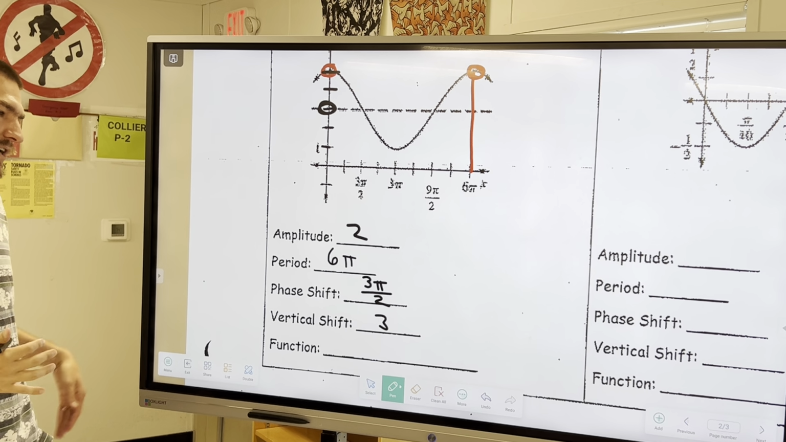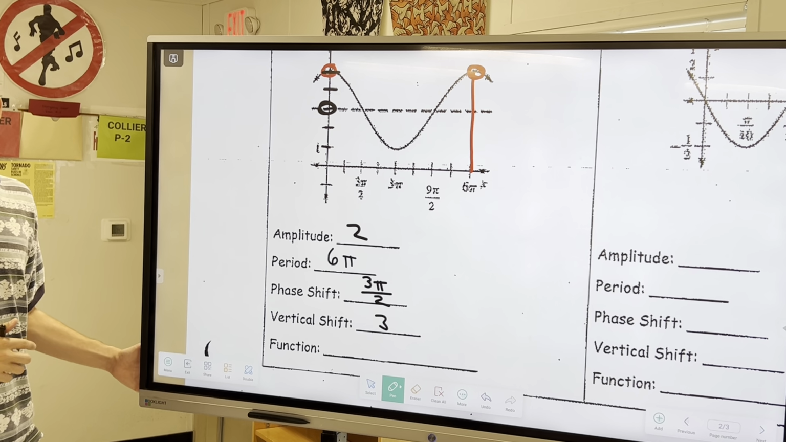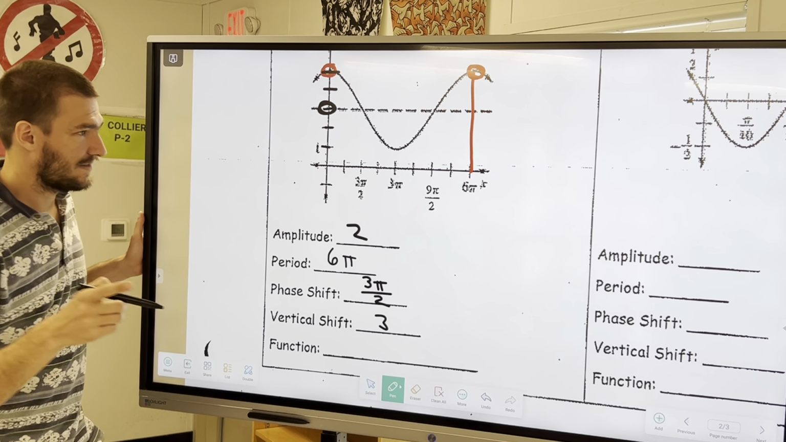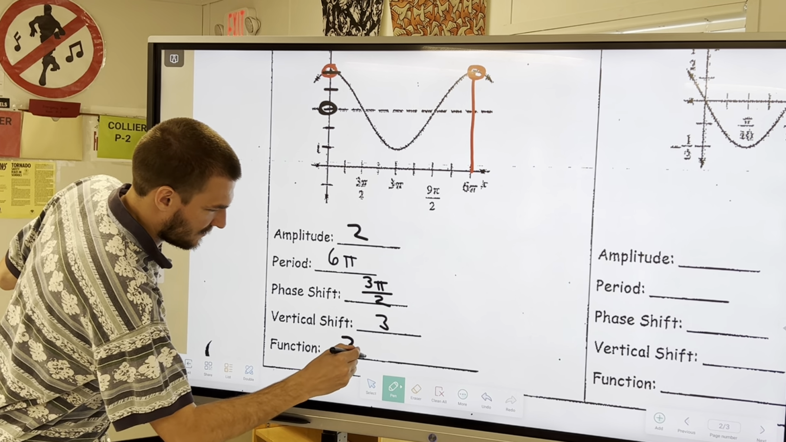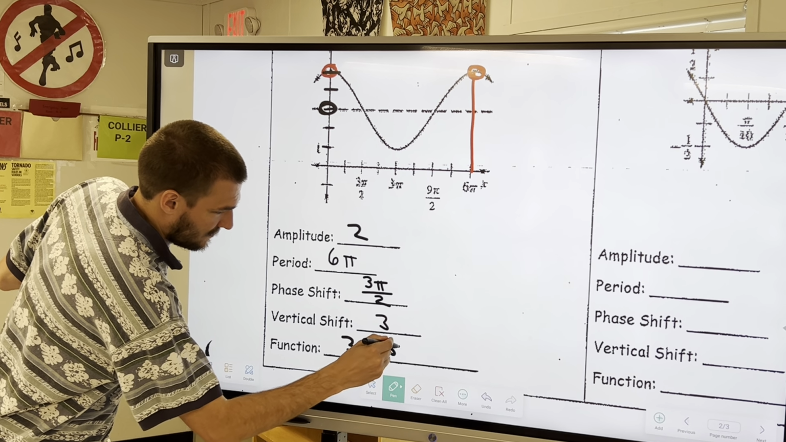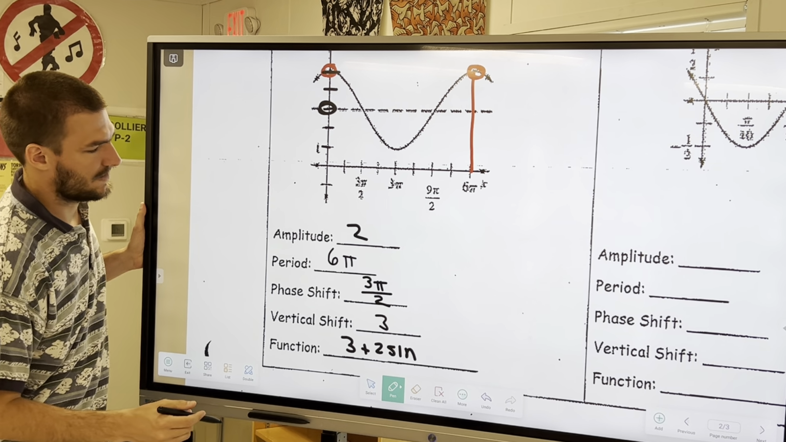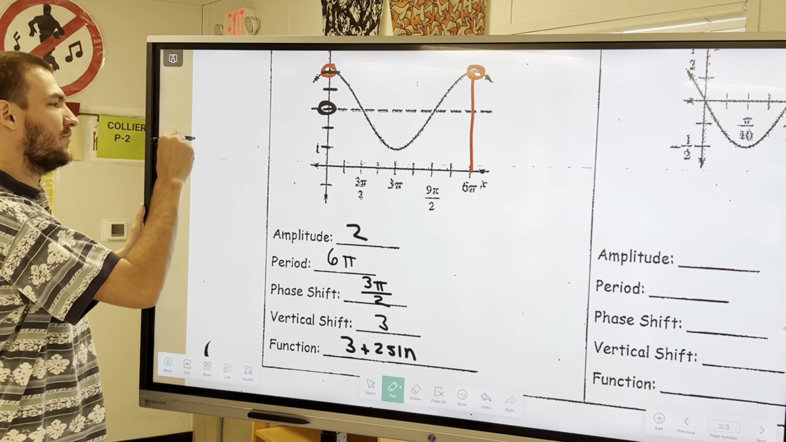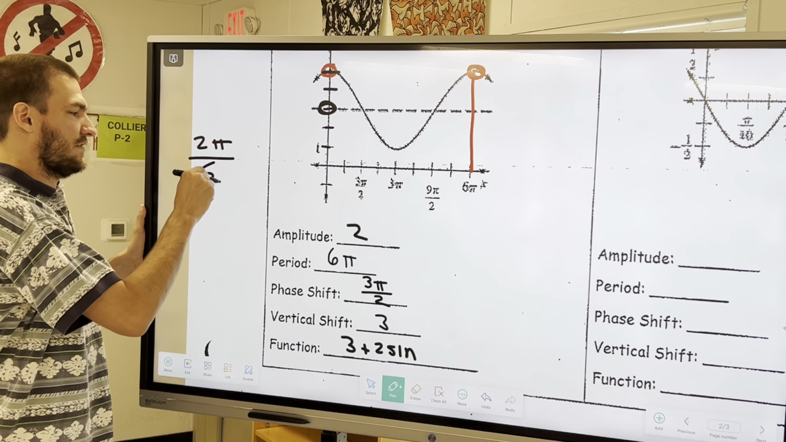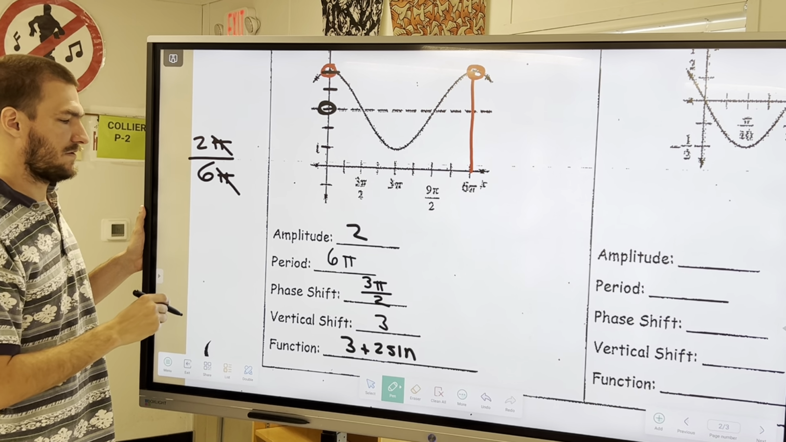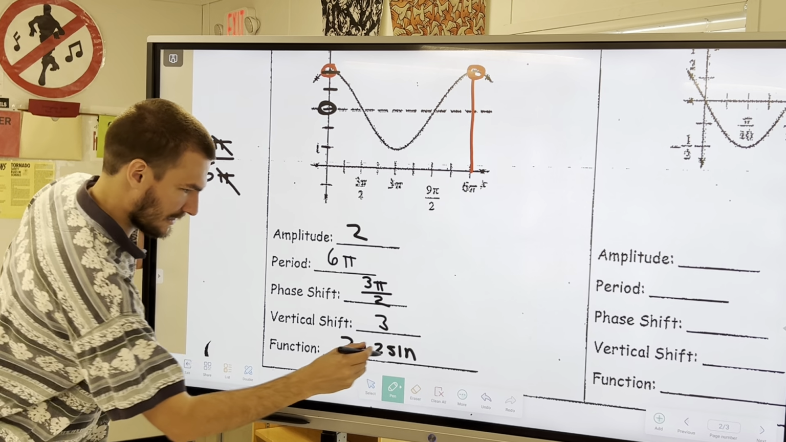Coming up with the whole function. Anybody want to take a shot? This is big. So in order to get the b value, we got to do this. 1/3.